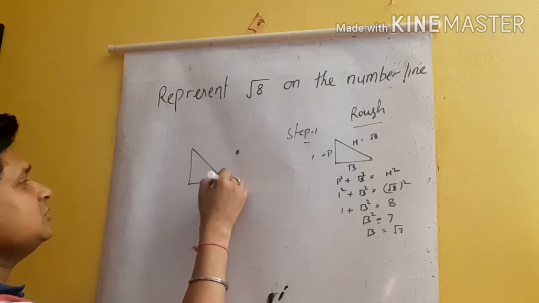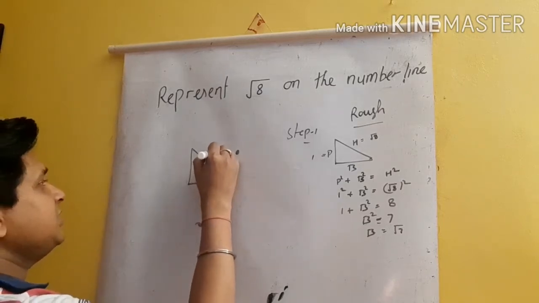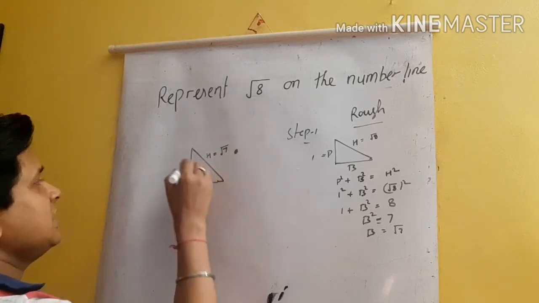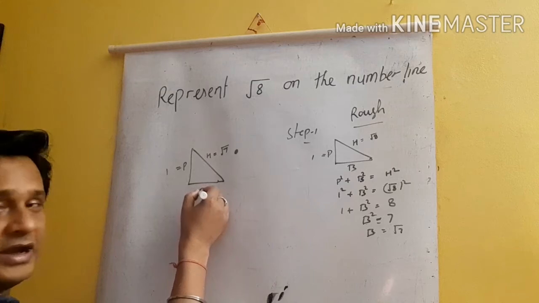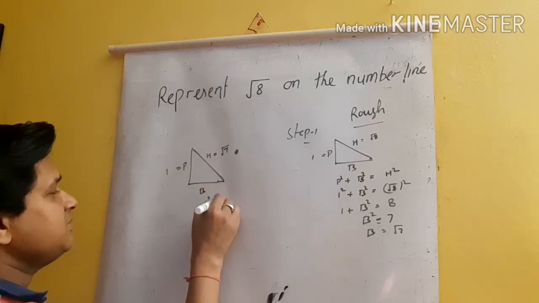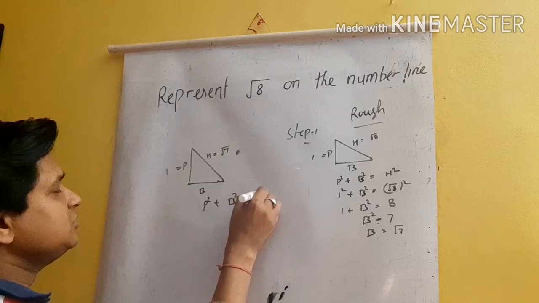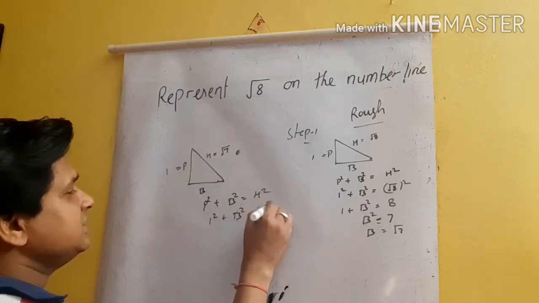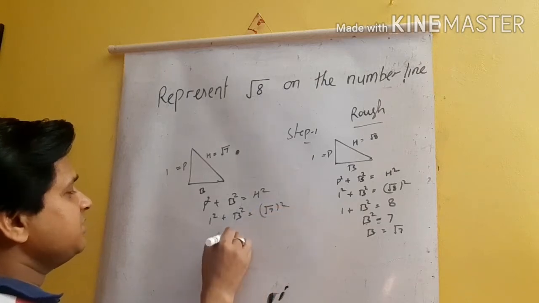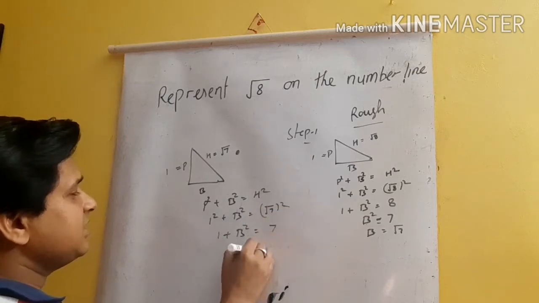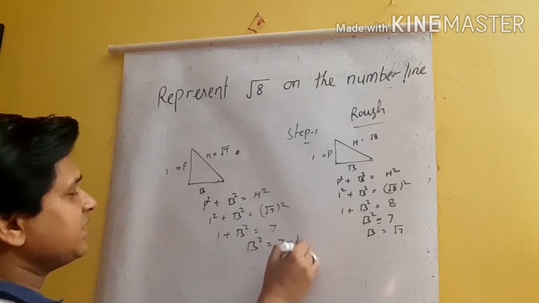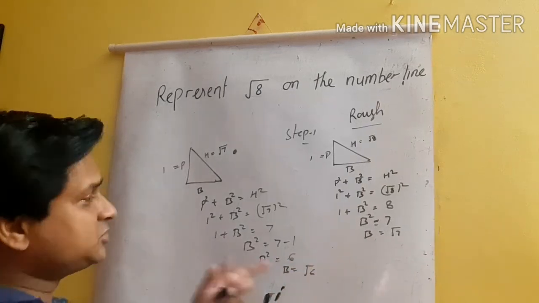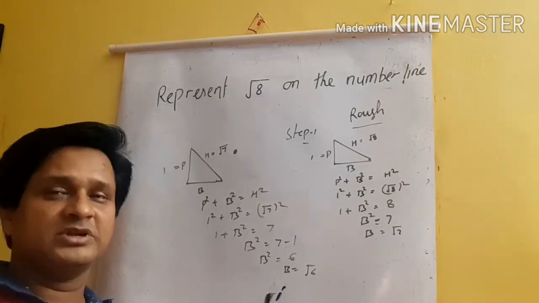See, to represent root 7, what we have to do? This is hypotenuse, this is perpendicular, this is base. Hypotenuse will be root 7, perpendicular is always 1 unit. Now we will find base. So p square plus b square is equal to h square. P means 1 square, b square, this will be root 7 square. So 1 plus b square is equal to 7. So b square is equal to 7 minus 1, b square is equal to 6. So b is root 6. So just to represent root 7, you have to represent root 6.